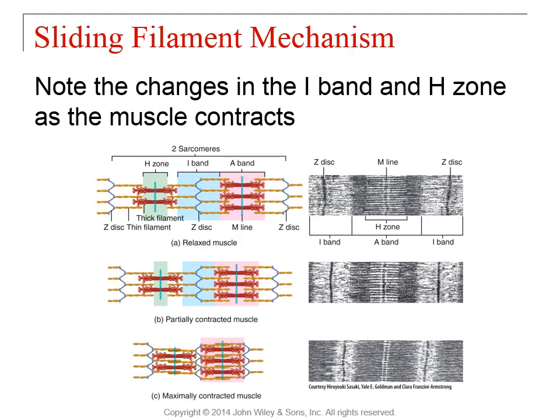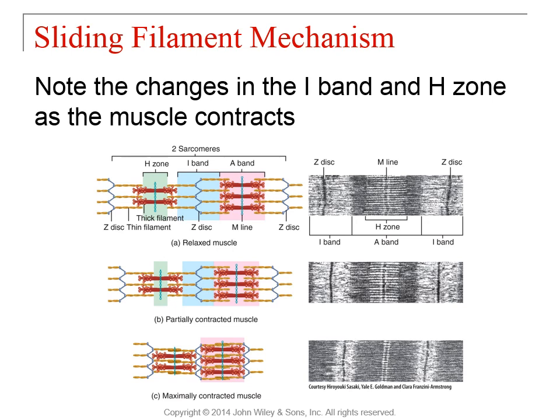So the sliding filament mechanism. We're going to look at three different stages here. First, at letter A, you see basically a relaxed muscle. There's nice even space between the I bands, and the H zone stays relatively the same space on either side of the M line.